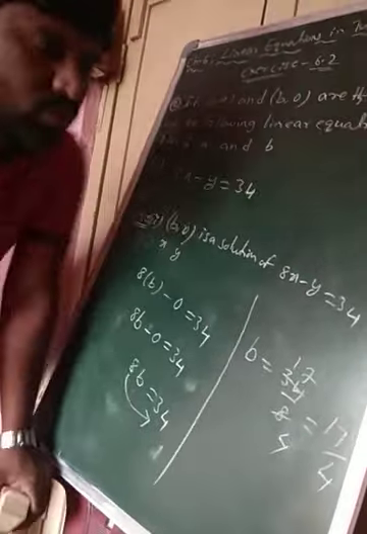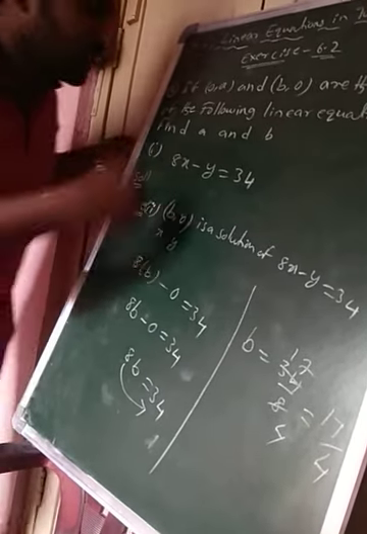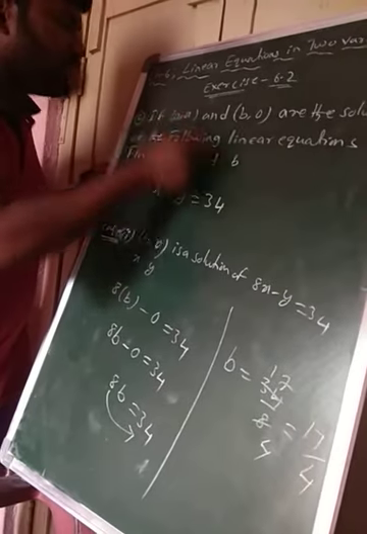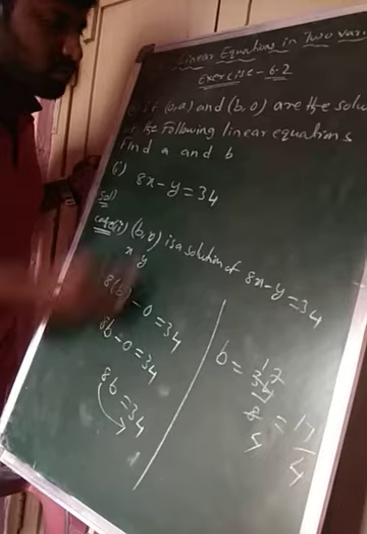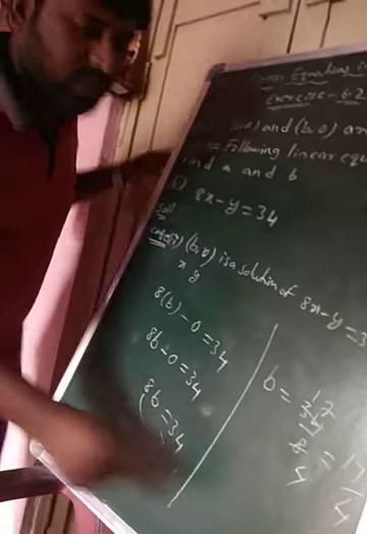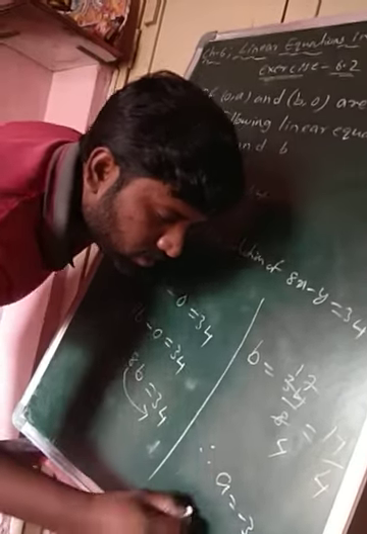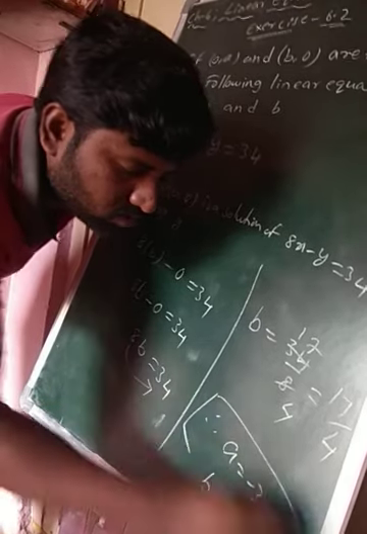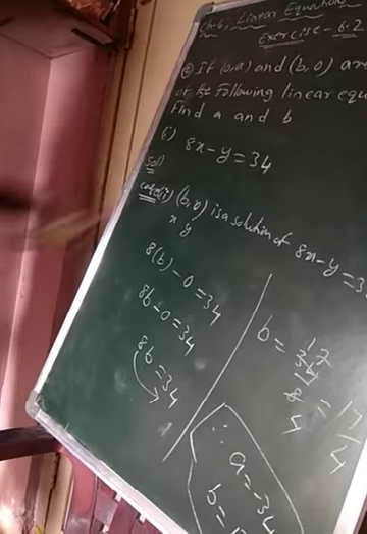Okay students? So this is the required solution for the question. You take the other linear equations, the second one and third one, and apply the two solutions. You will get the particular a and b values in each case. So clearly we get a equals minus 34 and b equals 17 by 4. So this is the required answer for the question. Thank you.